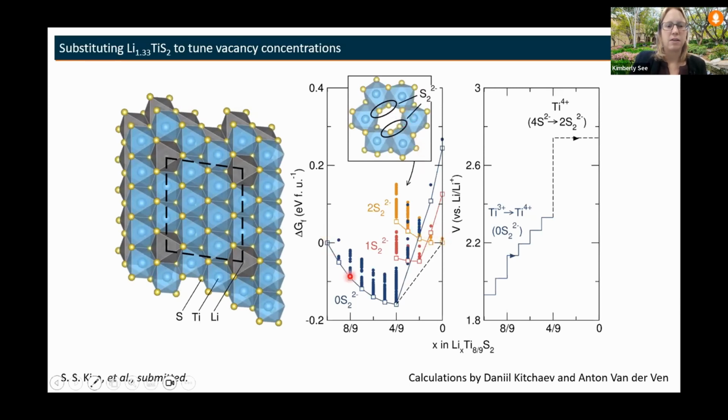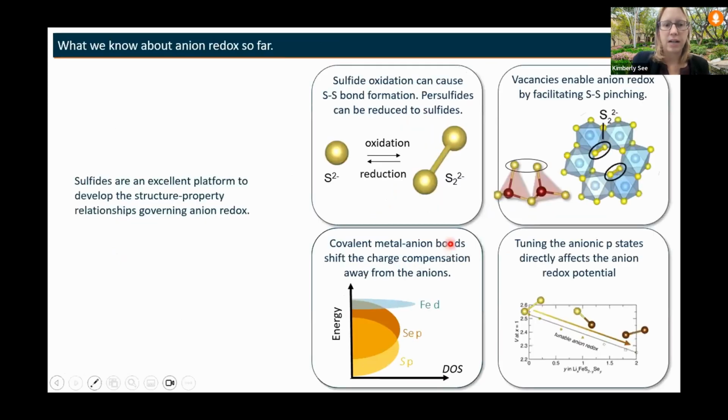And basically what this convex hull is showing you is that at some lithiation amounts, you can get only transition metal redox. So this is if you have type 3 in there. But once you get to a certain regime, then you have to jump up to one of these convex hulls, which gives you the persulfide. And so what we've learned from anion redox is that sulfide oxidation results in the formation of persulfides.